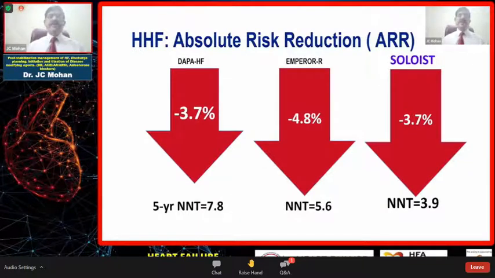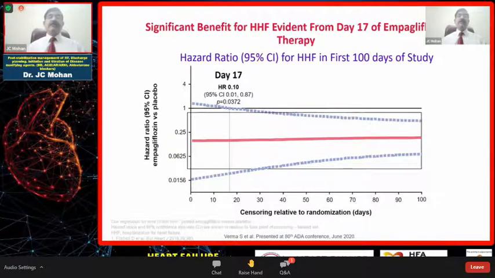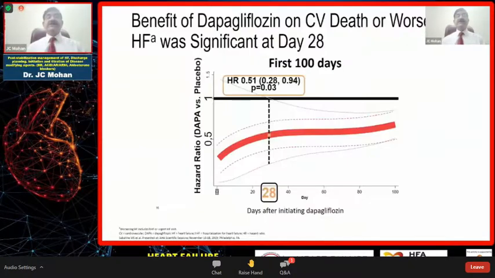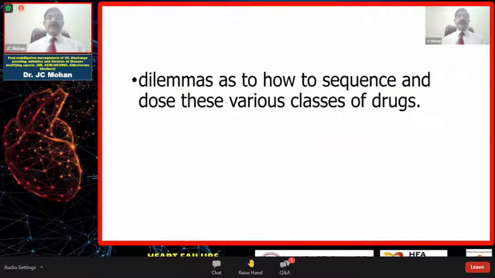Not that the other drugs are not effective. The other drugs are equally effective, but these trials are of less sick patients. The benefit of the SGLT2 inhibitors comes much earlier. The data from EMPEROR-Reduced says that significant benefit comes within 17 days. And data from the DAPA-HF study says that significant benefit in DAPA-HF comes within 28 days. So within a few days and weeks, you can see remarkable positive benefit of SGLT2 inhibitors in patients who have been stabilized with heart failure. The dilemma is how to sequence and dose these various classes of drugs.